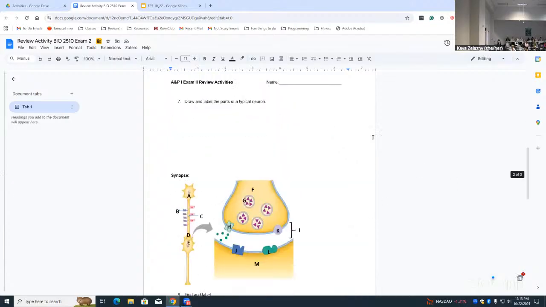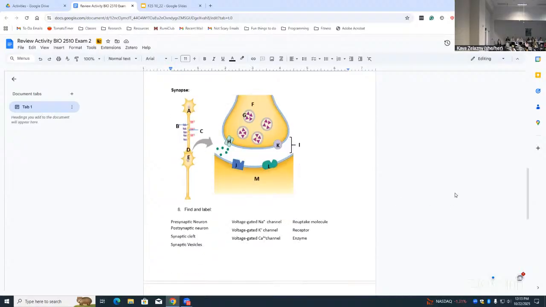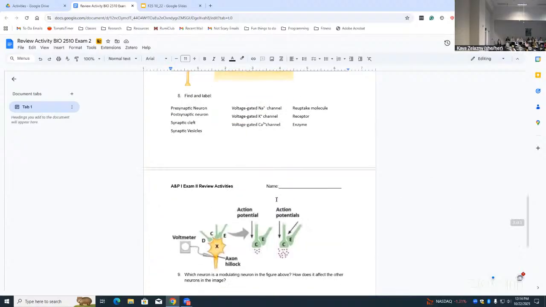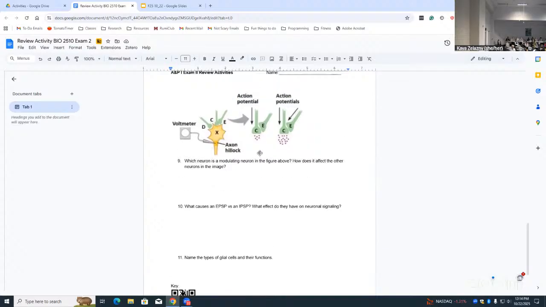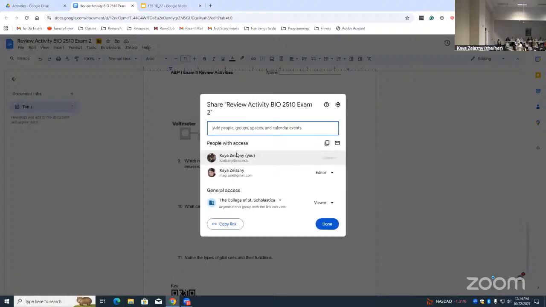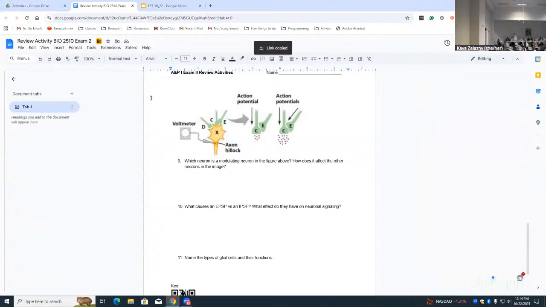Okay. And then you're going to make sure that you know the parts of the neuron. So you're going to draw me one and label it. We're going to do some synapse labeling. And then we have a little bit of practice here on those modulating neurons and those postsynaptic potentials that we've got. Okay. All right. So I'll post that link, or you can grab a paper copy or both. And there's a link to the key at the bottom.